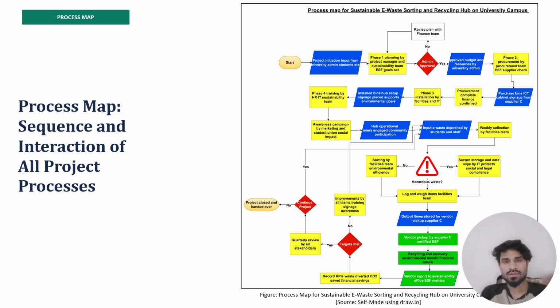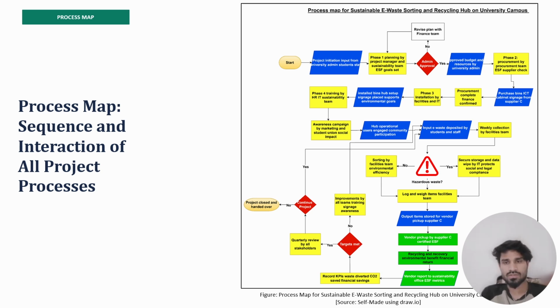The map is structured so that the initial inputs flow through phase 1, planning, where the ESG goals are set and reach the first critical decision point, admin approval. This is the budget and the approval of the plan and the review with the financial team. These are designed as diamonds, reflecting real governance control.